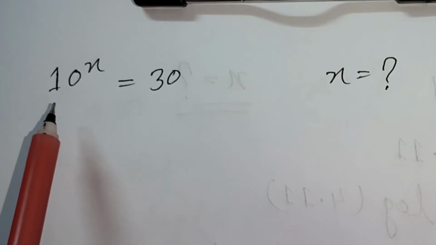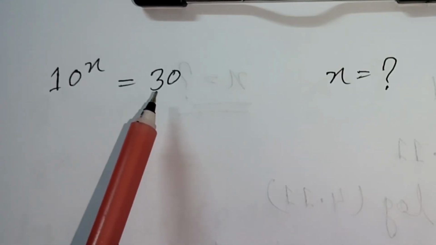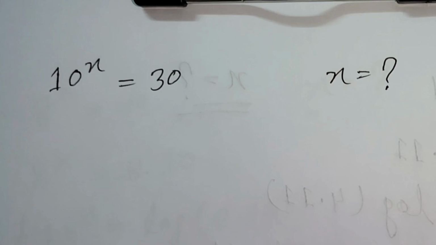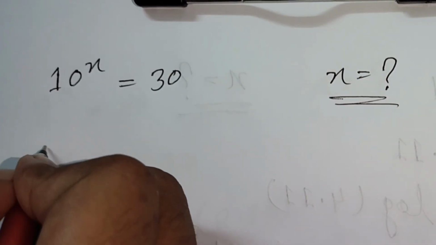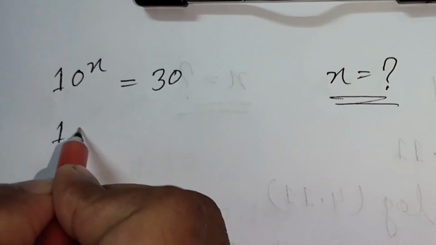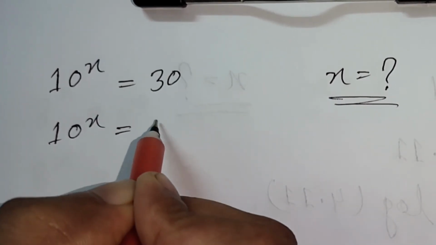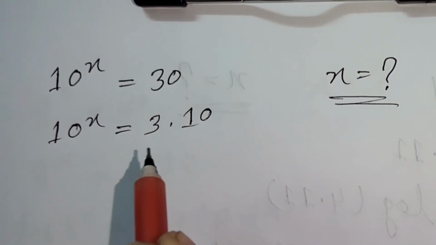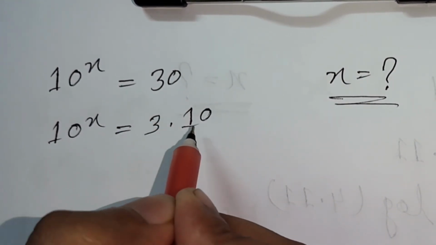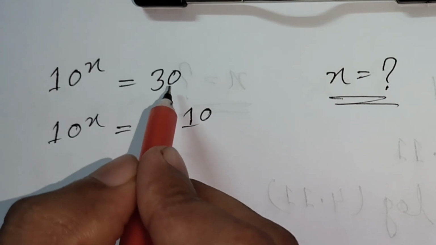How to solve 10 to the power x is equal to 30. Now I will describe what the value of x is. First of all, 10 to the power x is equal to 3 times 10. 3 times 10 is 30.